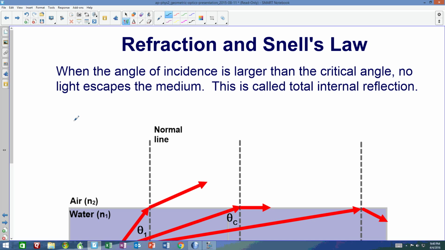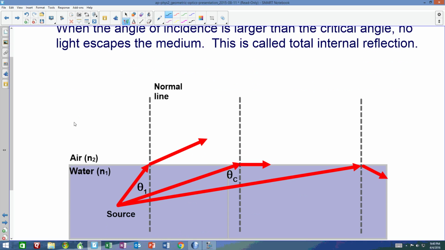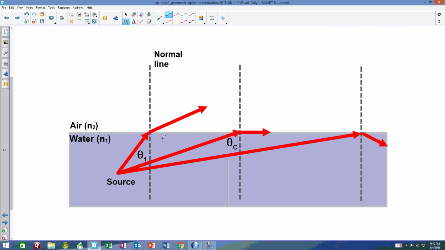So when the angle of incidence is larger than the critical angle, no light will escape. Okay, so here we have a normal angle, theta 1, right here, and this is theta 2. Notice theta 2 is greater than theta 1. Here we have the critical angle, and notice that our refracted angle, theta 2, is equal to 90 degrees.